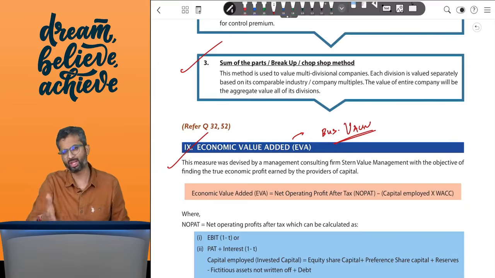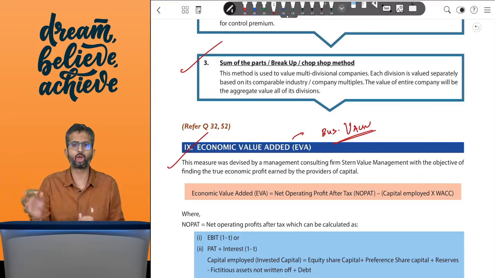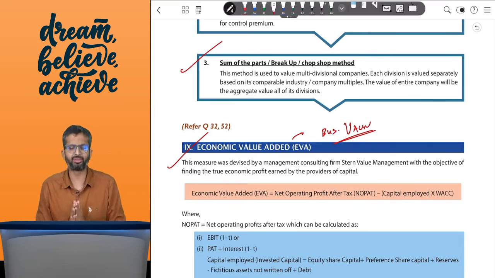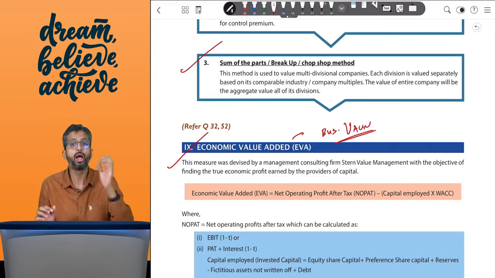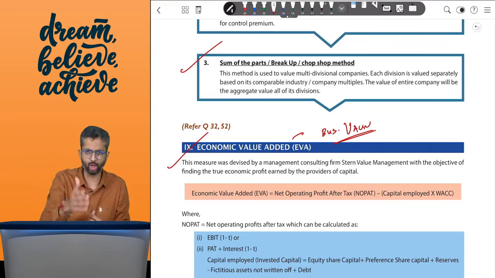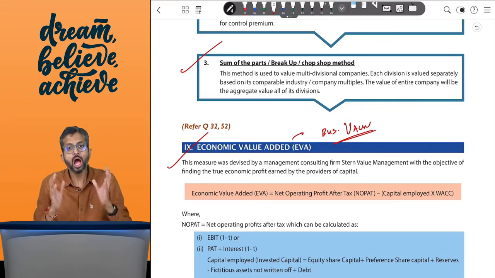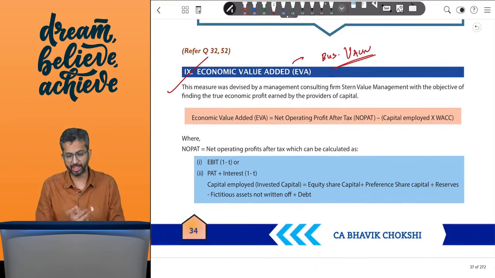So, if there's an EVA question, you will solve it as per the method for EVA, which is economic value added, a formula recommended by a specified US institute like Stern Value Research, where they have said that EVA is calculated as NOPAT, that is net operating profit after tax, minus the invested capital or capital employed into the WACC. How do you calculate and what does this formula indicate?